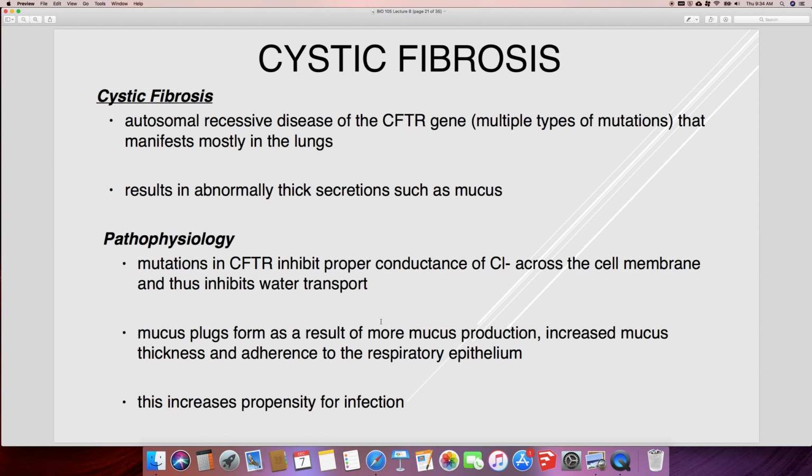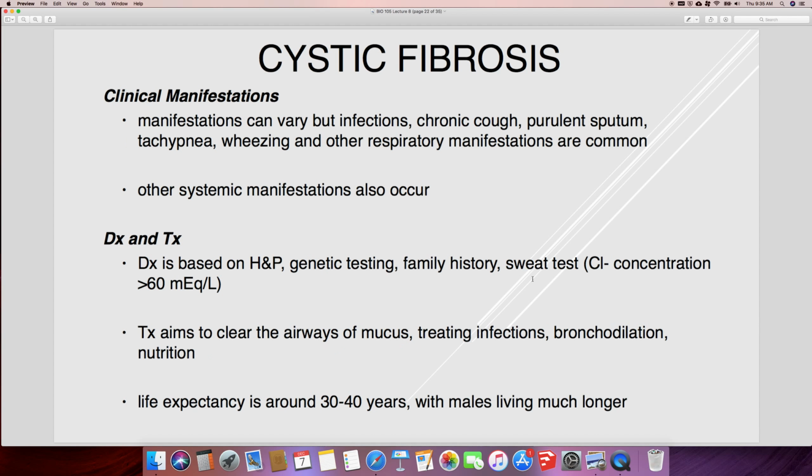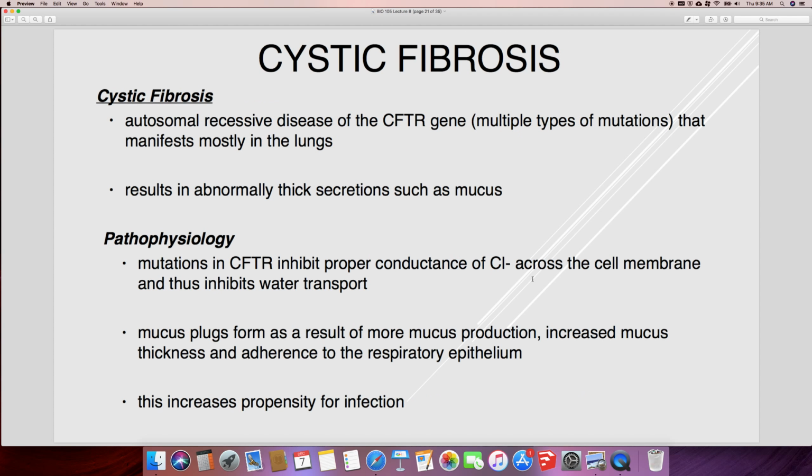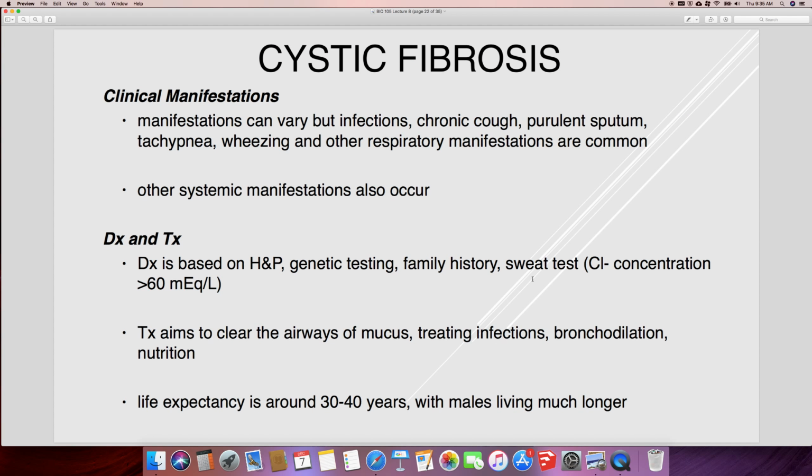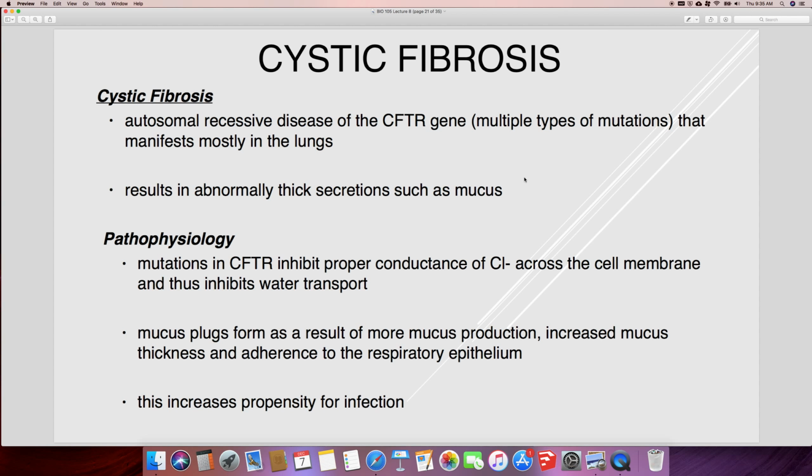So basically, CFTR is a gene that encodes for a chloride conductance channel in the membranes, and mutations in this channel inhibit its function. So chloride cannot be transported across the cell membrane, and that's going to inhibit water transport. So if we look here, I must have drawn this on the board. Well, basically, Cl minus and Na plus and H2O are always together.